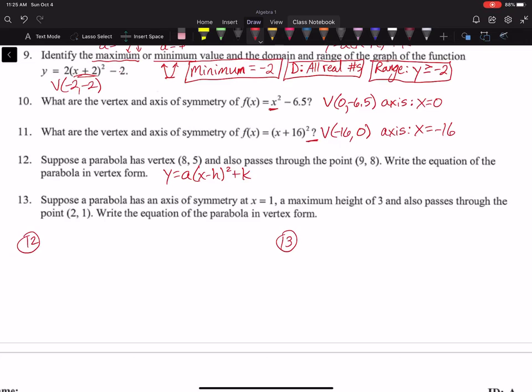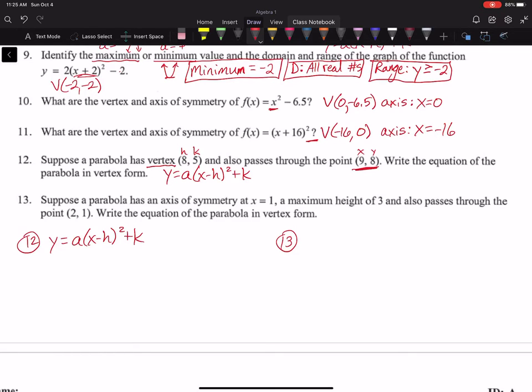Okay, so for 12, it gives me the vertex. The vertex we know is h and k, and it gives me a point. So the point is x and y, and all you're doing is plugging in. So y equals a times x minus h squared plus k. Need to know that for the test.